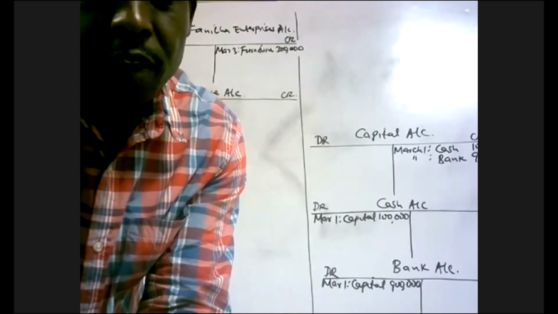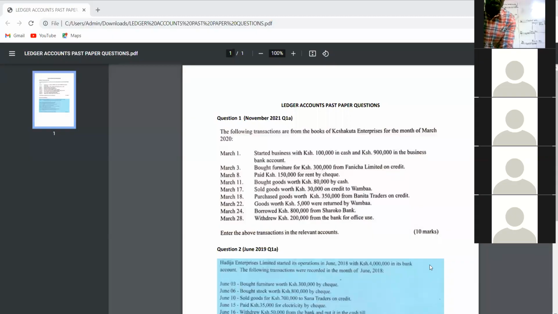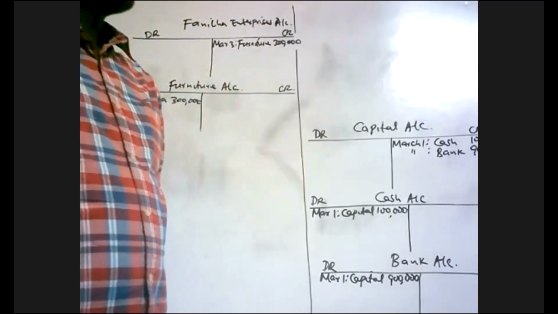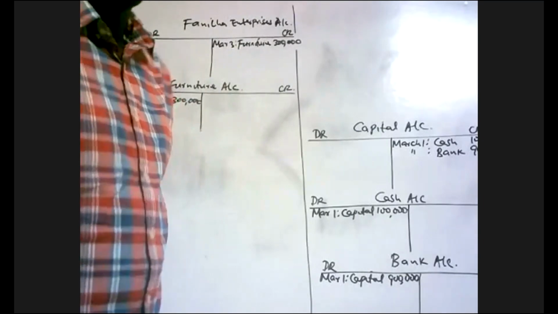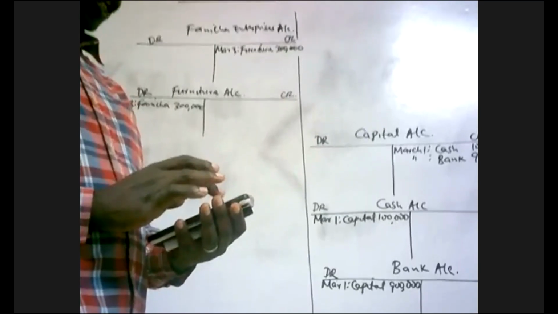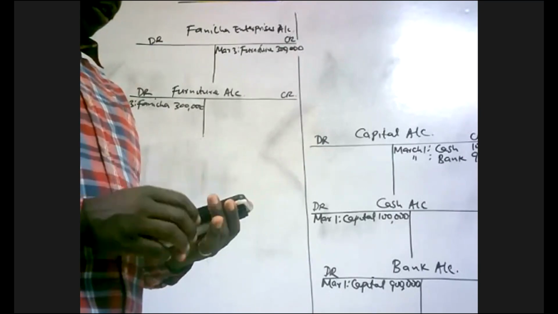Let's see what happened on the next date. On 8th, paid 150,000 for rent by check. Who will try that transaction? Rent of 150,000 was paid by check. So I can try. Yes, go ahead.